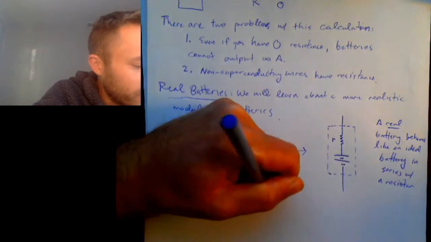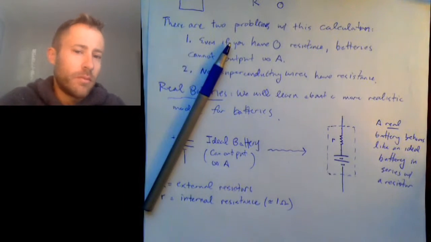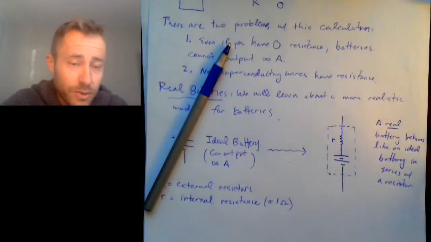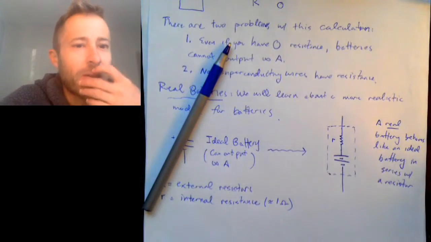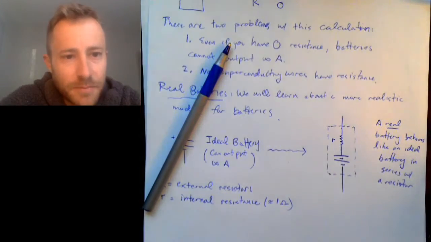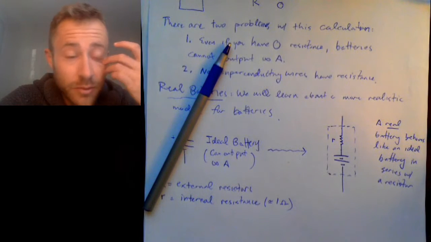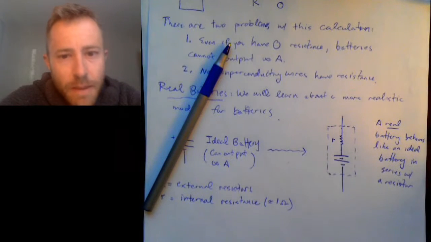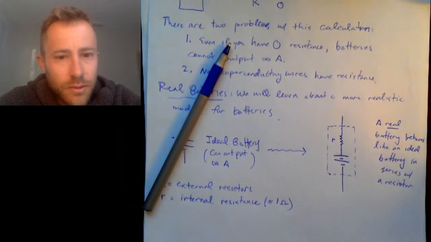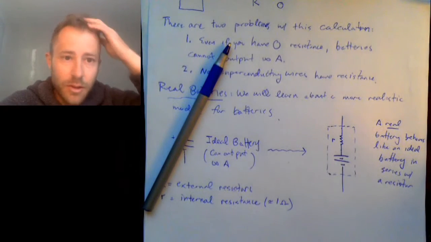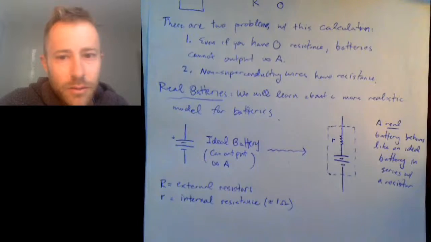And usually it's around 1 ohm. So if you have actual resistors, you go to the resistor store and you buy resistors, then those resistors are typically hundreds of ohms to thousands of ohms to even millions of ohms. So to have a 1 ohm resistor, that's a small resistance. So the internal resistance is typically small, and that's why it's denoted by little r.